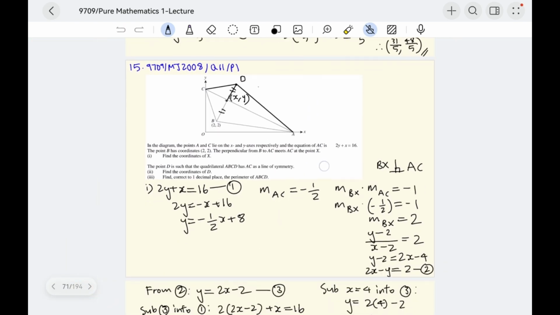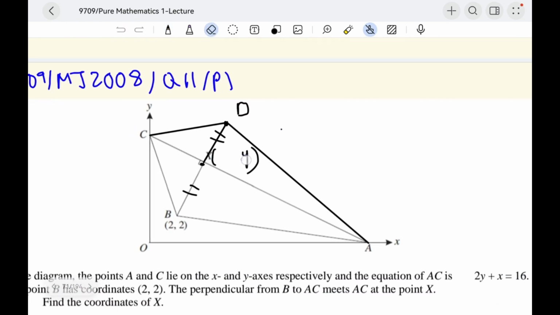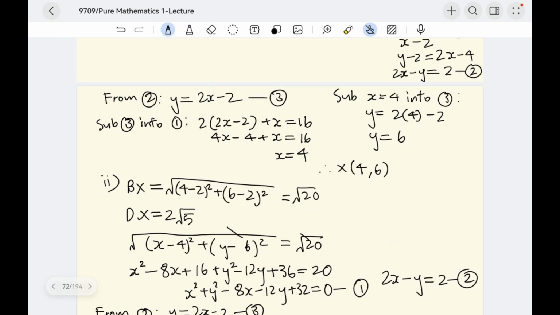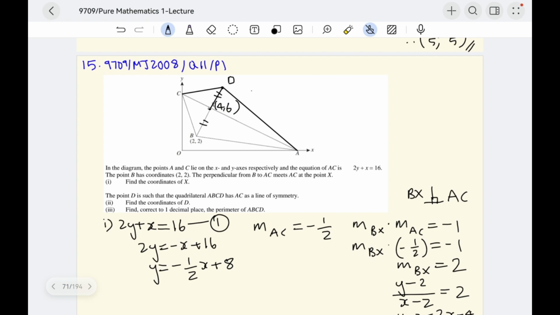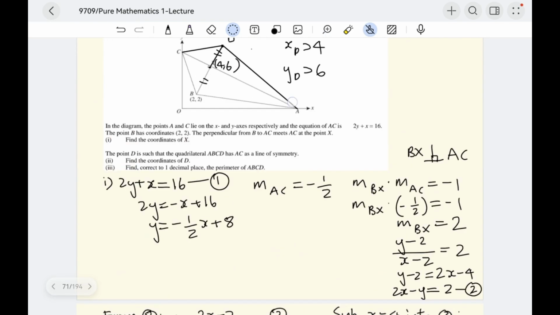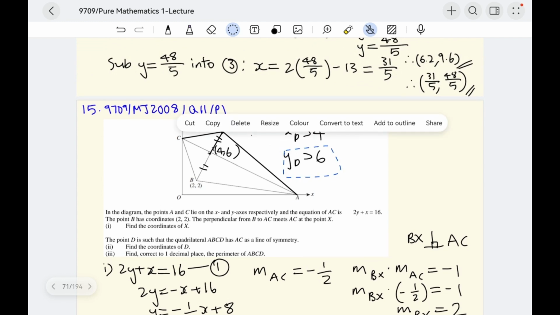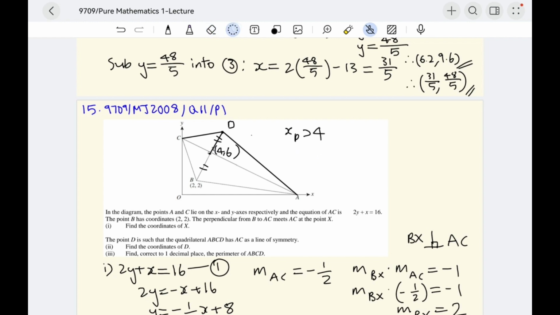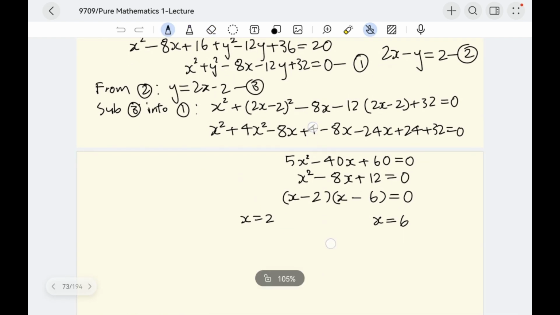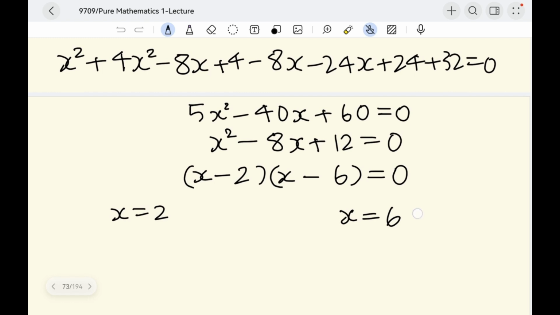diagram. Okay, so what can you predict from that? As you know the coordinates of B are 4, 6, so that means the x coordinate of D must be greater than 4, and also the y coordinate of D must be greater than 6. But we are looking for the x coordinate of the point D first. So the x coordinate of D must be greater than 4. So as you can see, only 6 is greater than 4.